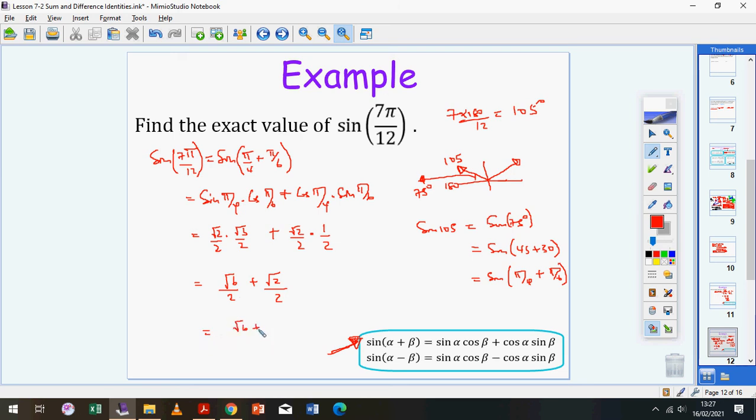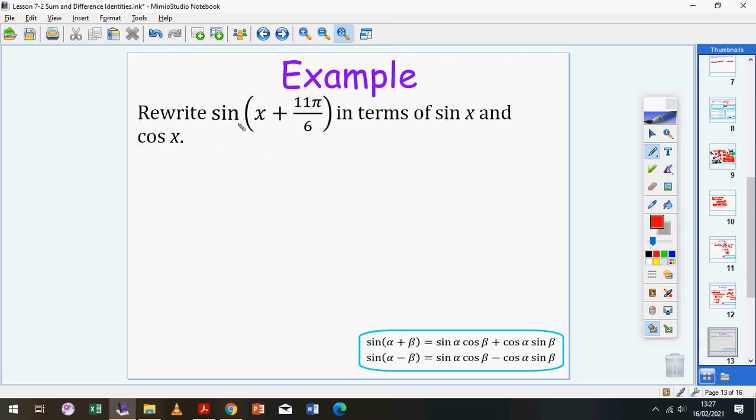Similar to the last one, because the angle is the same and because the function is sine instead of cosine. What if I want to write this in terms of sine and cosine? Well, I hope you see that we have two angles. We have this angle, right?